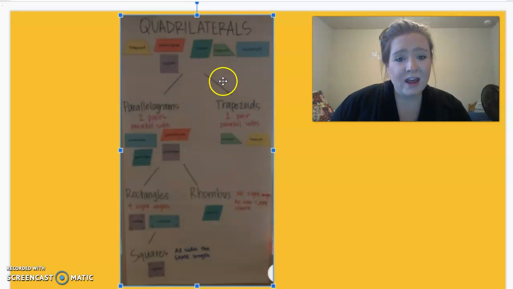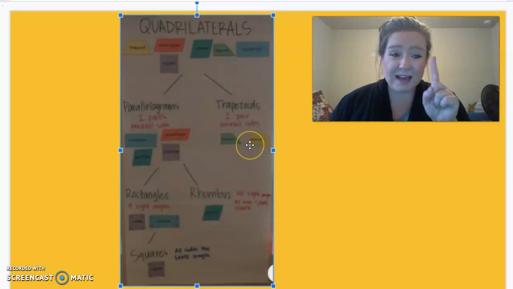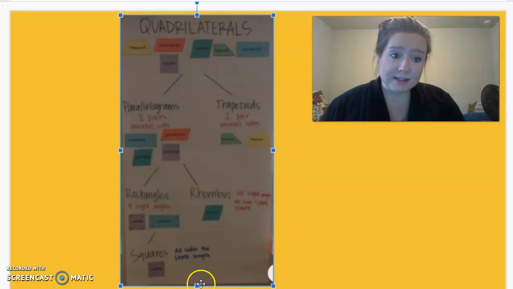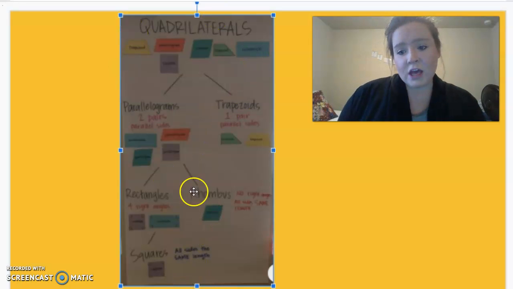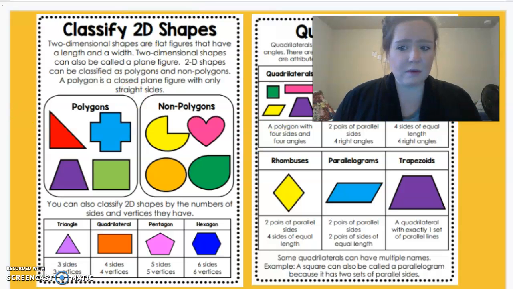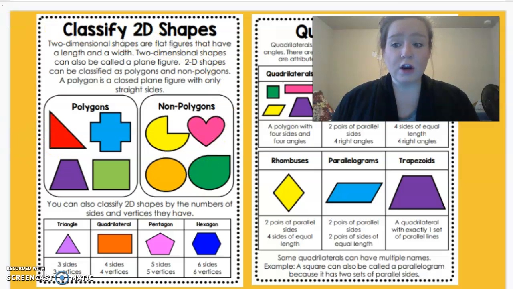And then a trapezoid is just kind of off on its own under quadrilaterals because it's not a parallelogram because it doesn't have two pairs of parallel sides. It only has one pair of parallel sides. It's not a rectangle because it doesn't have four right angles. It's not a rhombus because the sides are not all the same length. And it's not a square because a square has all the sides the same length, okay? So this is really important that you guys are understanding this. Again, please be referring back to these anchor charts while you're doing this.